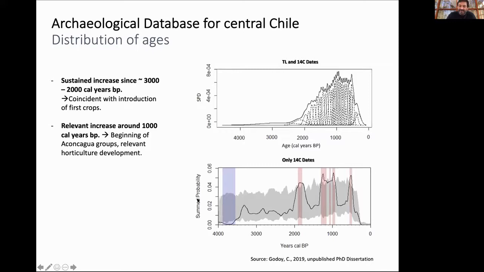So this analysis down here is based only on the radiocarbon data that we have, which is actually only about a third of the total dates that we have for the occupation of central Chile. But you can see that when you combine both data sets, you have this nice exponential increase that maximizes around about 1,000 years ago and then basically plateaus and then collapses at about 500 years ago.